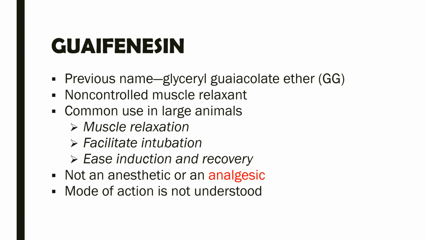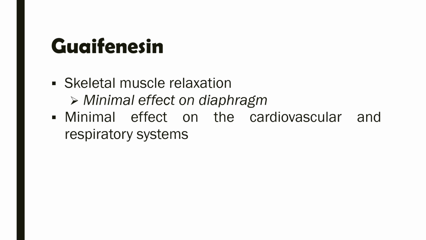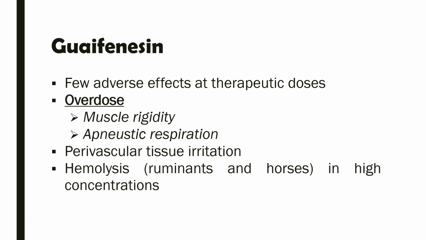We have guaifenesin. Guaifenesin is classified as a non-controlled muscle relaxant. It is commonly used in large animals for muscle relaxation to facilitate intubation with anesthetic gas, and for induction and recovery of the animal. This is not an anesthetic or an analgesic, and its mode of action is not fully understood. Guaifenesin induces skeletal muscle relaxation, and it has minimal effect on the cardiovascular and respiratory systems. Its overdose can cause muscle rigidity and apneustic respiration. There can also be perivascular tissue irritation and hemolysis, particularly in ruminants and horses.